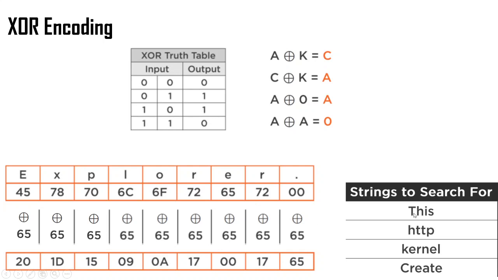Here on the right-hand side I am giving some hints for you, strings to search for. Using this XOR encoding, we are having a demo in this session with this tool, with this keyword, HTTP kernel create. You are going to search with the help of this XOR search tool, and find out whether any strings present in that particular malicious file are encoded with XOR encoding or not.